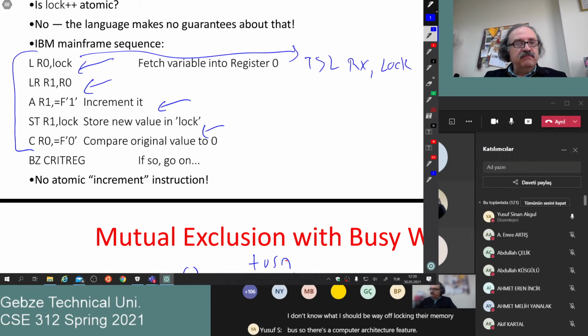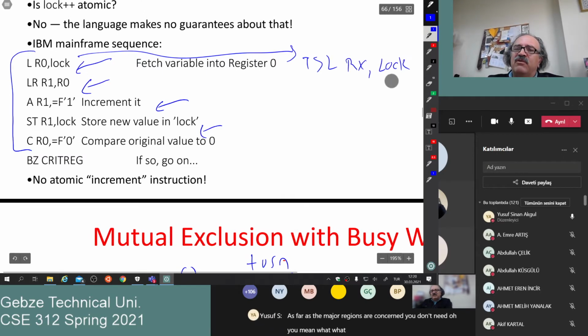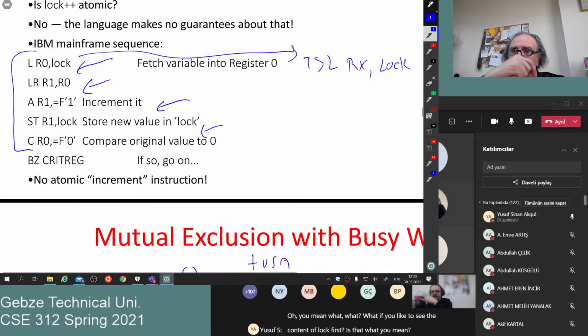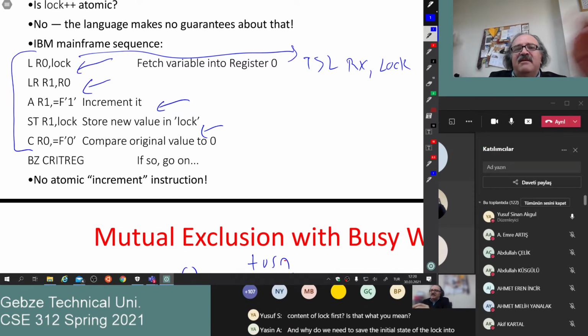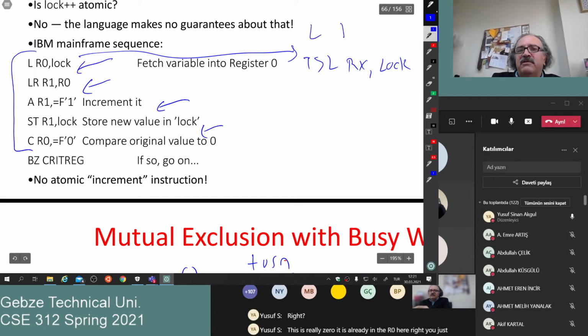Why does it need to save the variable of the lock into the register? Oh, you mean what if you would like to see the content of lock first? Is that what you mean? And why do we need to save the initial state of the lock? Well, in that case, it is zero. It is already in the R0 here, right? You just load R0, lock. Okay.